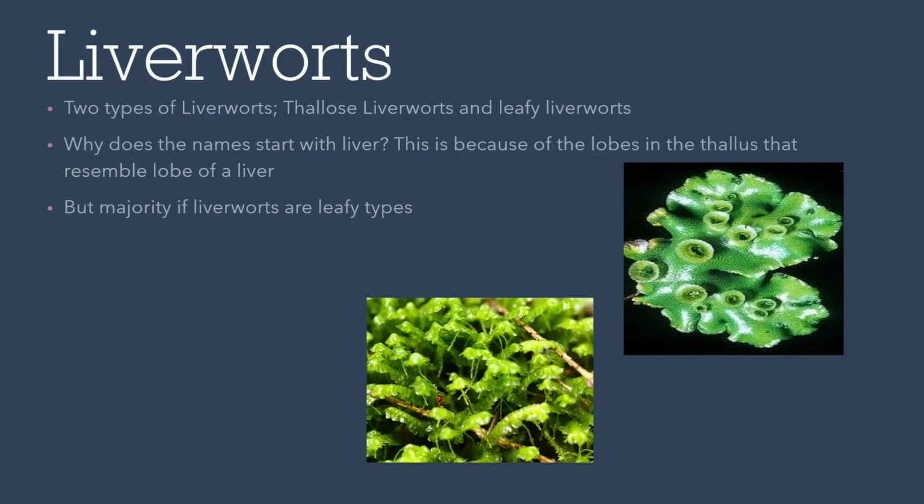Types of bryophytes: liverworts. They are divided into two groups, thallose liverworts and leafy liverworts. Thallose liverworts have flattened bodies known as thallus. Both of them superficially resemble mosses. But liverwort starts with liver. Why? This is because the lobes in the thallus resemble the lobes of a liver, like in the picture. But the majority of liverworts are leafy types.